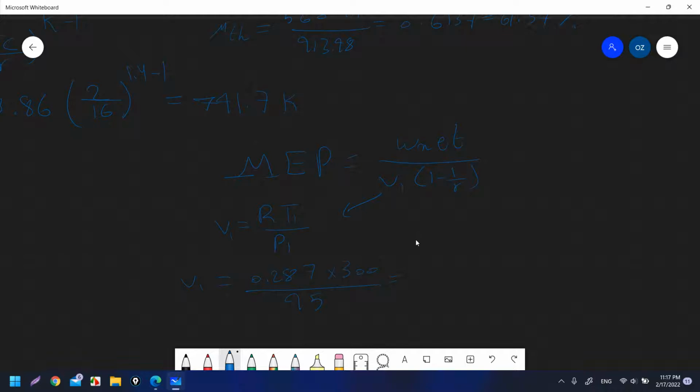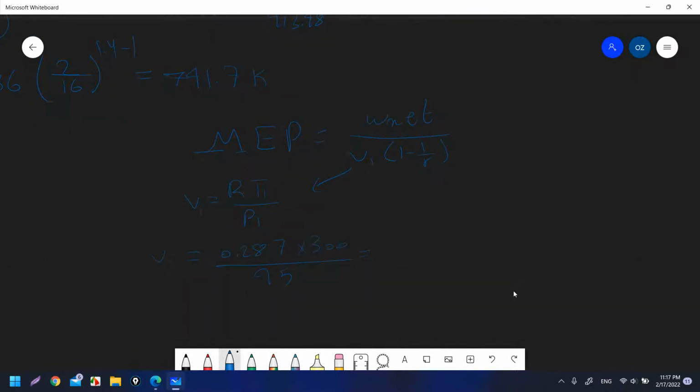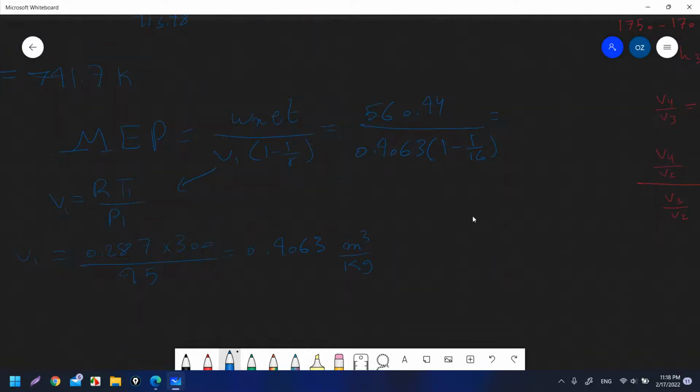It will be the same for V1, the same for constant and variable, it doesn't matter, 0.9063 meter cubed per kilogram, but the mean effective pressure will change because the Wnet already changed. Okay, so Wnet is 560.94 over 0.9063 times (1 minus 1 over 16). And this will give you that the mean effective pressure is 660.2 kilopascal.